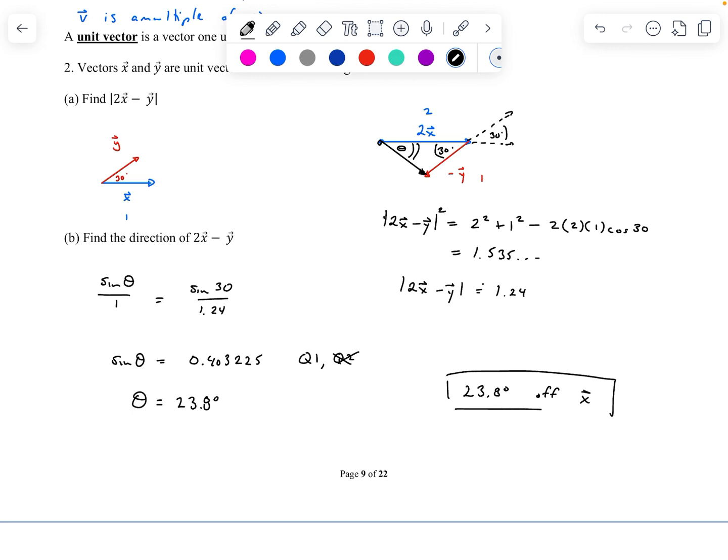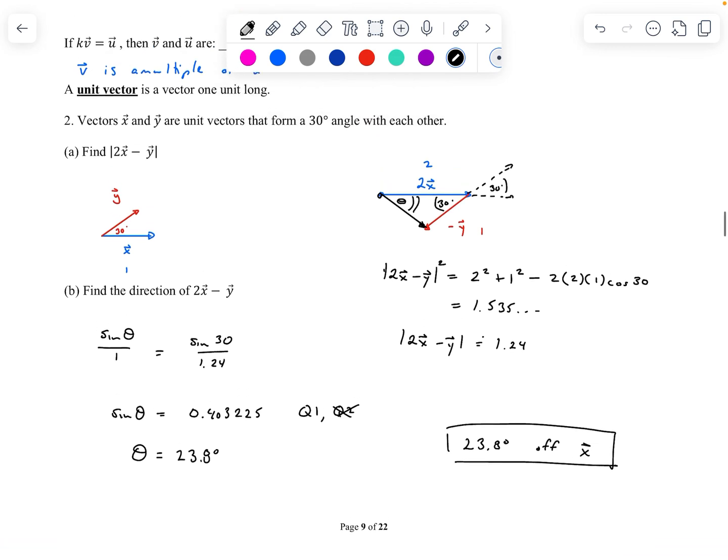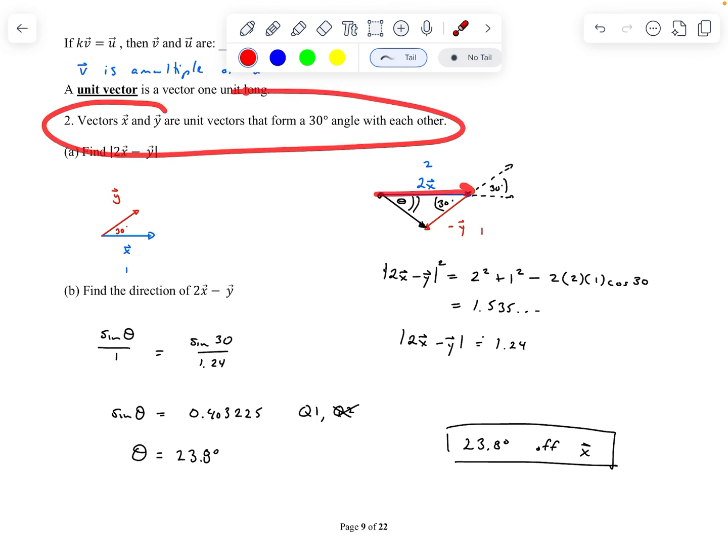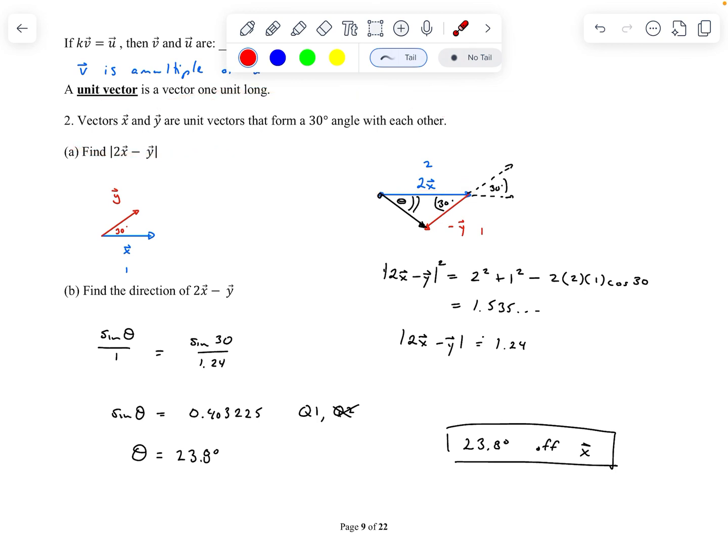Now notice, you might be tempted, the way I drew this question, to call it 23.8 degrees off east. But there was nothing in the question that told me what direction x was going. I could have drawn x going north and y going that way, and done the question a different way. So be careful. Don't introduce new directions to the question. Use the directions in the question. And the only directions in the question are the direction of x and the direction of y. So the angle between 2x minus y and 2x is 23.8.